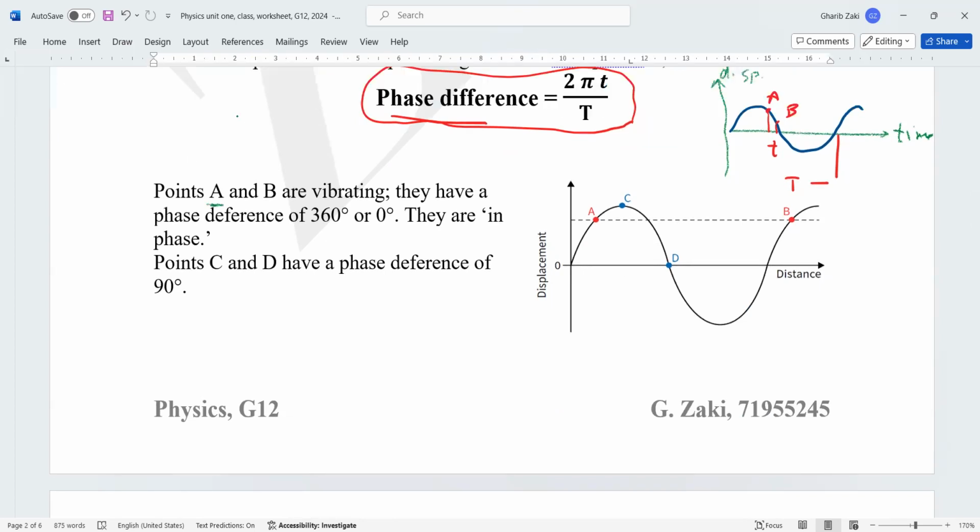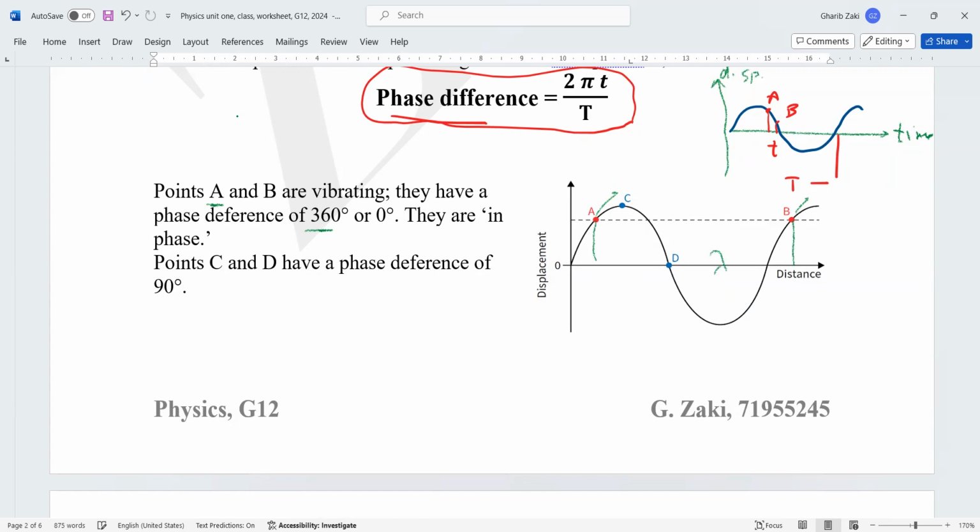Points A and B are vibrating. They have a phase difference of 360 or 0. They are in phase. Can you see here? Because the distance between the two points is lambda. Can you see? It is completely lambda.